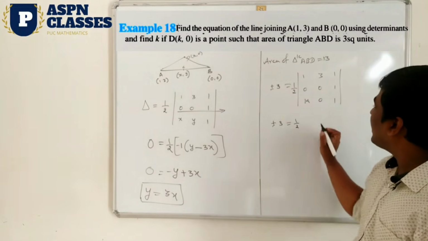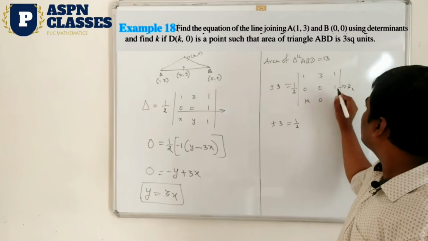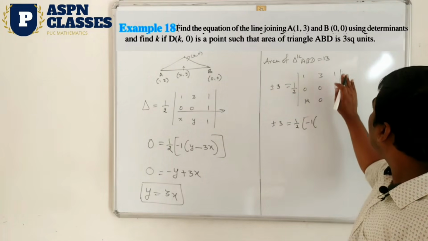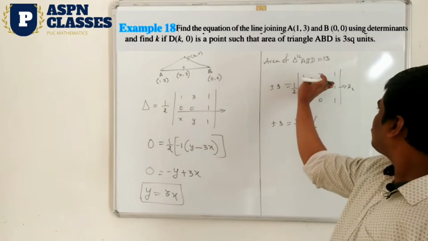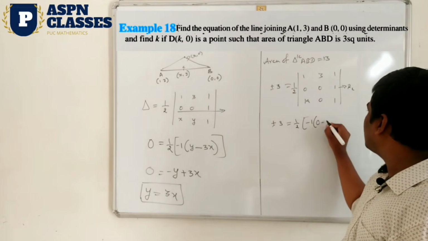So now you are going to take the same expansion again, in the second row only. Simplification is easy. So 1, you take it minus 1 into bracket. So these two get cancelled. So 1 into 0 is 0. This is minus 0 minus 3k.